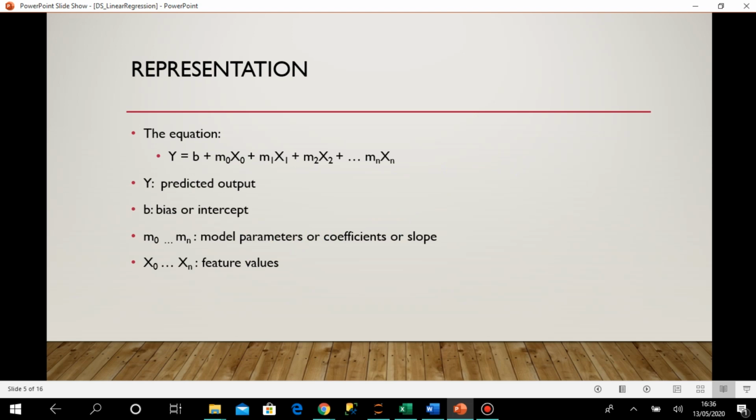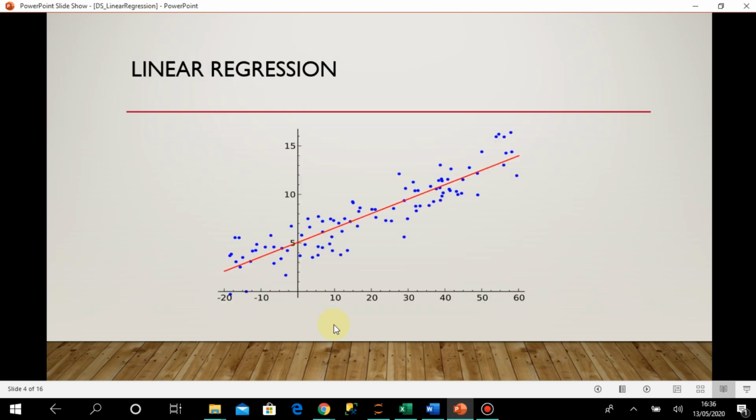For simplicity, if you think there is only one feature x0, then the equation will be the simplest one, that is y equal to b plus m0 into x0. If you go to the diagram, suppose this is the line; it starts from this point, so it depends on the bias where the line starts, and the m value determines the slope. For example, suppose x is 5 and m equals 2, then y will be 10.